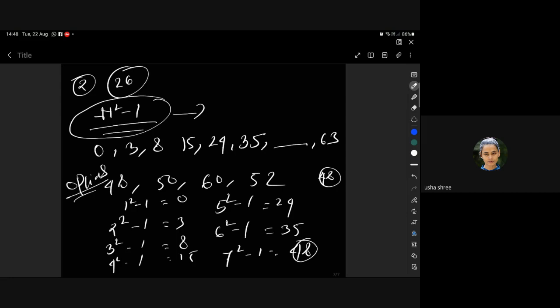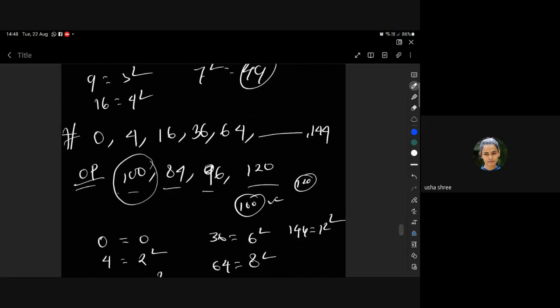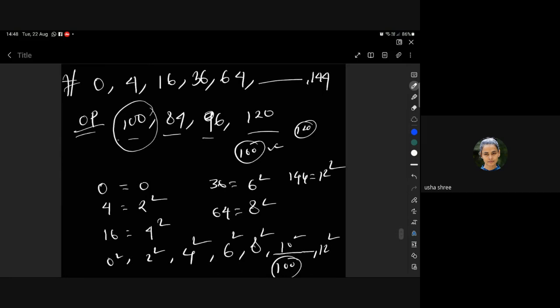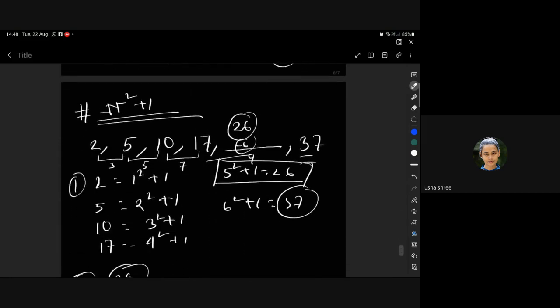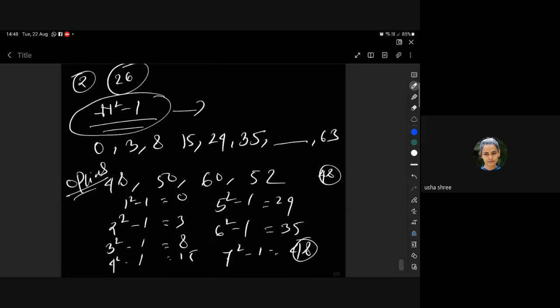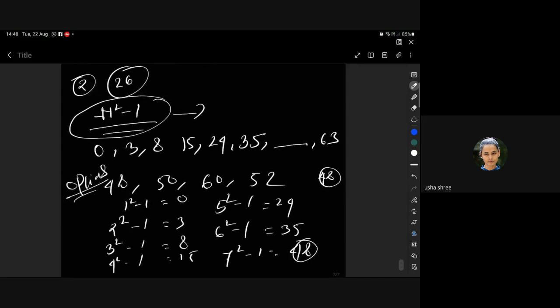So today we have completed the basic addition and subtraction, then multiplication, division series, n square plus 1, and n square minus 1. So for today, up to this much we will cover. If you have any doubt, you can ask. I'll give you some homework. You can solve them at home, and if you find anything difficult, you can ask me.